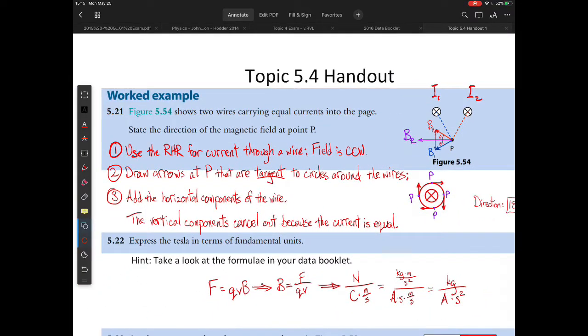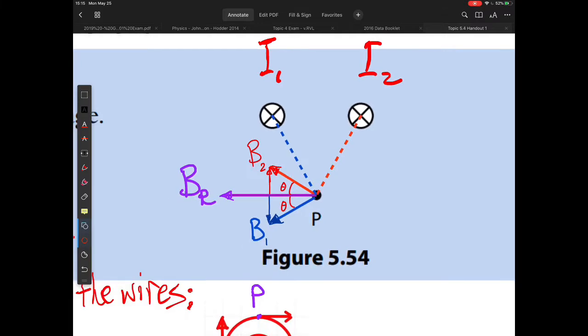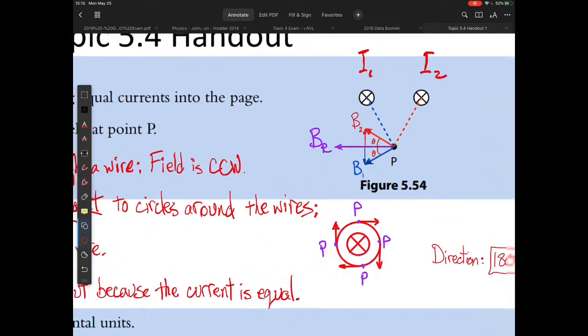So the first step is to use a right-hand rule and find our field direction. Remember that each of these wires will have circular field lines around the wire, and we need to find the direction of that field. So we use the right-hand rule. We point our thumb into the page, and we then find that our fingers are going to curl around the wire in the clockwise direction.